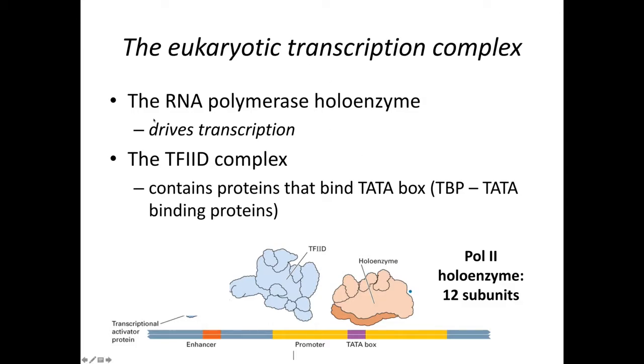Okay, so we'll do a little bit of a reminder of a few different points. First, the RNA polymerase holoenzyme in eukaryotes is what drives transcription. So here we have this sort of large complex which has 12 different subunits. And then there's another complex called the TF2D complex, and this contains proteins that bind the TATA box. So TBP, for example, I've mentioned this before, which are TATA binding proteins. And so you have the transcriptional machinery and this complex called the TF2D complex, which will bind the TATA box, which I'll remind you is in the promoter.